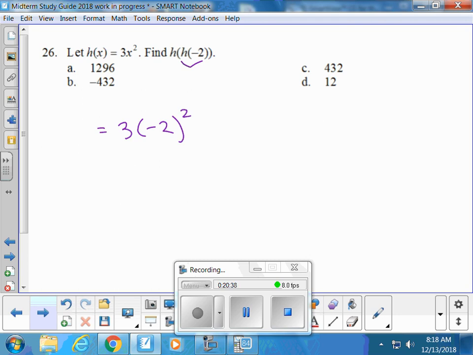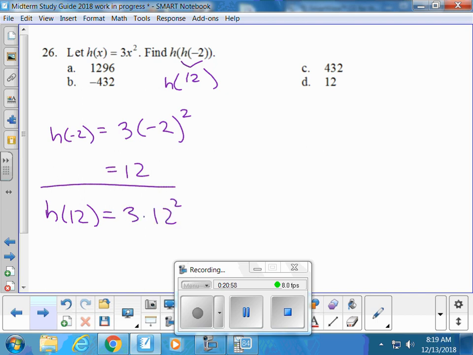Order of operations would square that first, which is 4, and 3 times 4 is 12. Everybody's still on board that 12 is the first part of the answer? But then you still have this other h, so now you have to find h of 12. So what we had just found was h of negative 2, but now we have to find h of 12. So we're going to put a 12 in for x. So it's going to be 12 squared, which is 144, times 3. So that is 432.